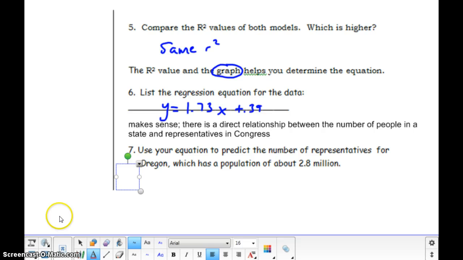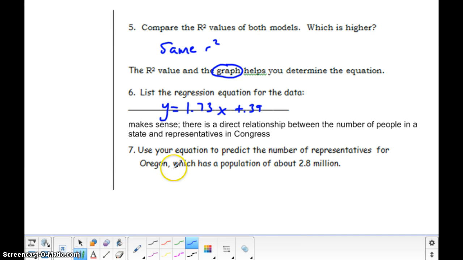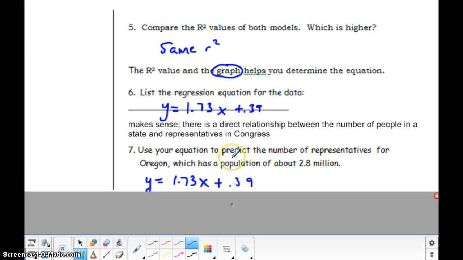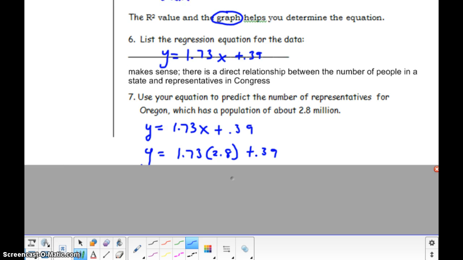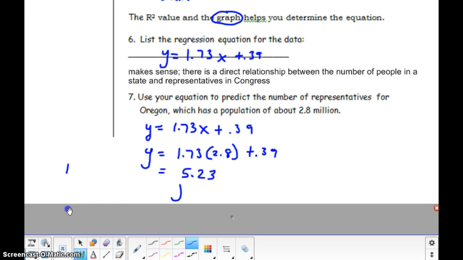Okay, our last thing here is we're going to use our equation to predict the number of representatives for Oregon, which has a population of about 2.8 million. So to make a prediction, depending on what value they give you, you substitute into your equation. So they gave us the x value, so we're going to substitute in the x value of 2.8 and solve for y to find the representatives. When we do that, we substitute that in, we get a value of 5.23.